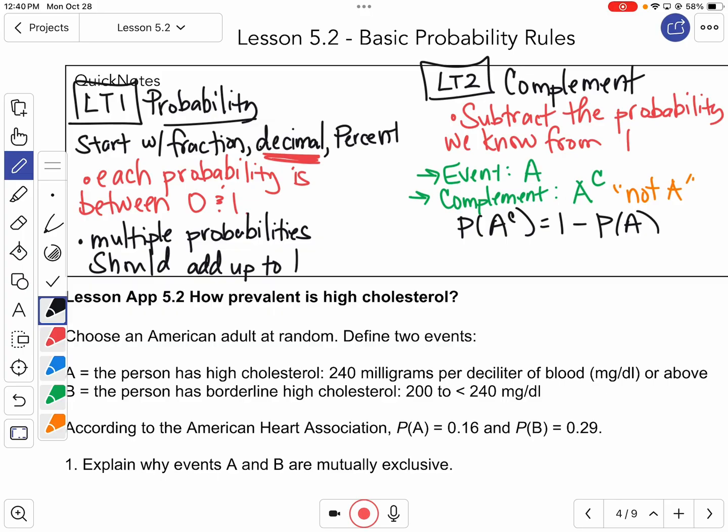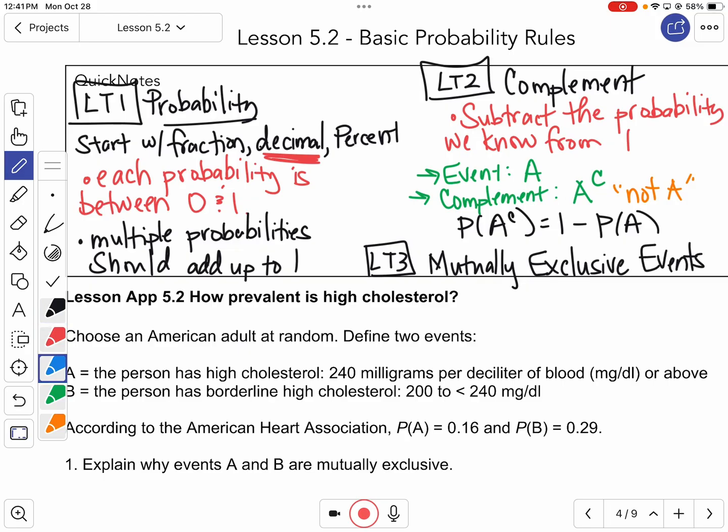Okay. And the last thing that we refer to are mutually exclusive events. And that's just a big word. Mutually exclusive events. They're just basically two things that don't share any outcomes. Two things that don't share any outcomes.